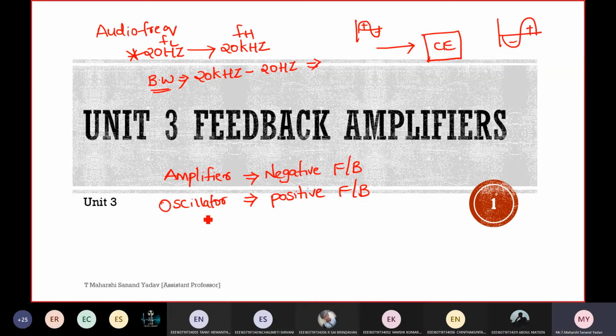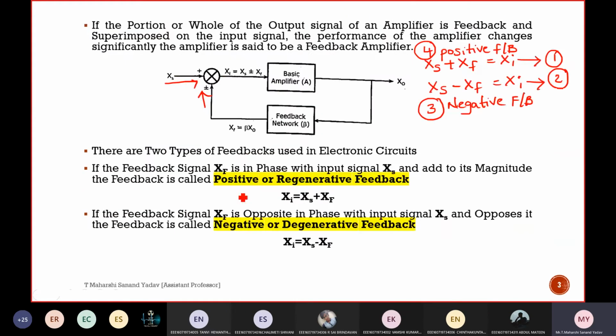Okay, negative feedback and positive feedback. Remember this. This is unit 3, this is unit 4. In Viva also you might get this question, like what is the difference between negative feedback and positive feedback.